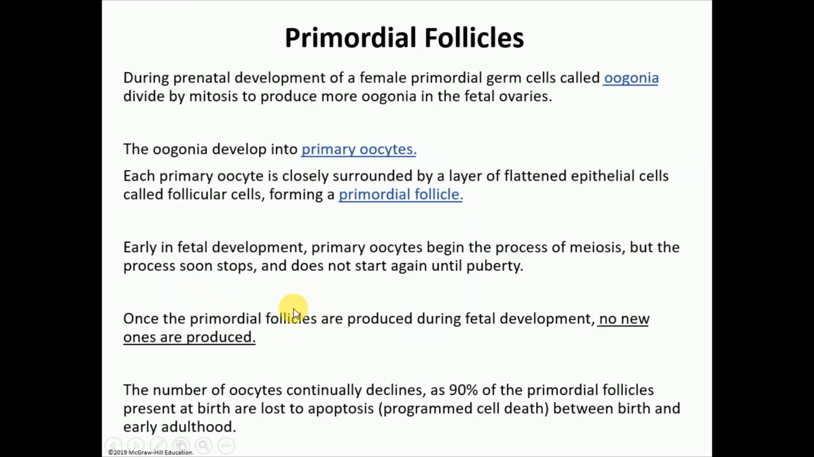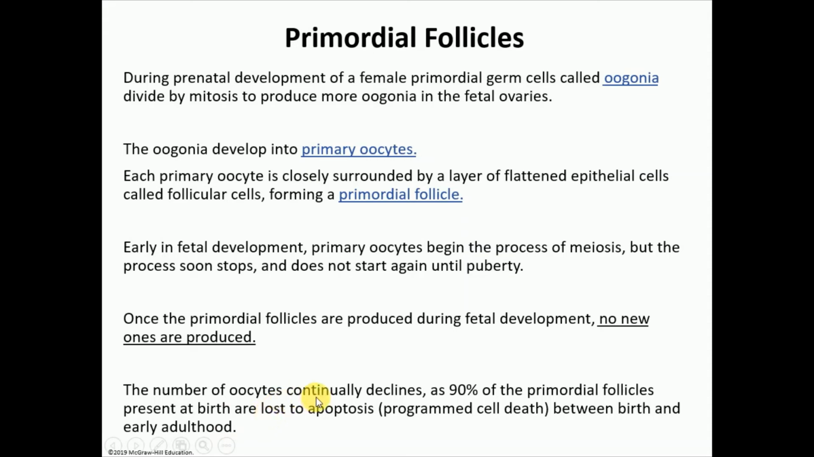So once all of the primordial follicles are made and the baby is born, there is no way to add new primordial follicles. And that is why once those primordial follicles are all gone, menopause occurs. Unlike in males, where spermatogonia have the ability to replenish themselves, oogonia do not. Because they've already started that first meiotic division in utero and are stuck in it, after birth, there is no way to replenish them.